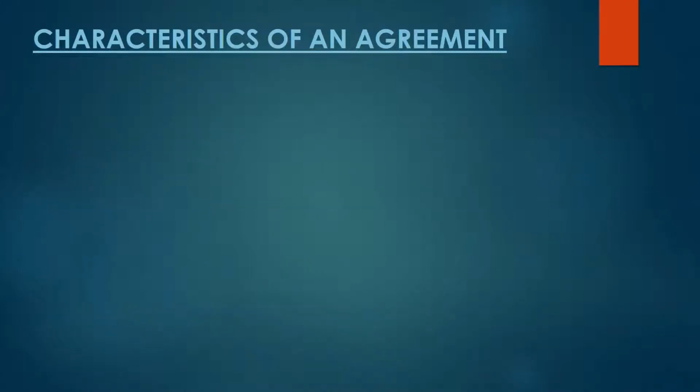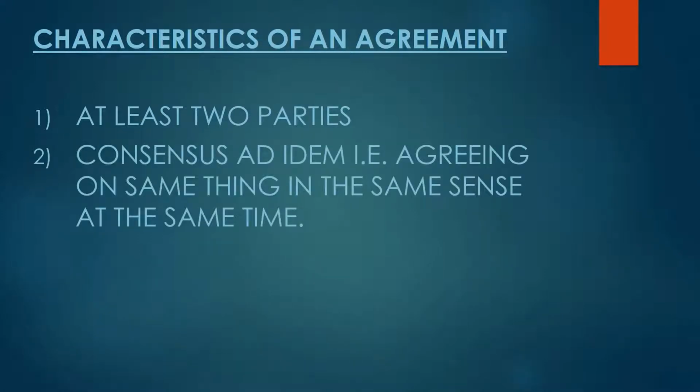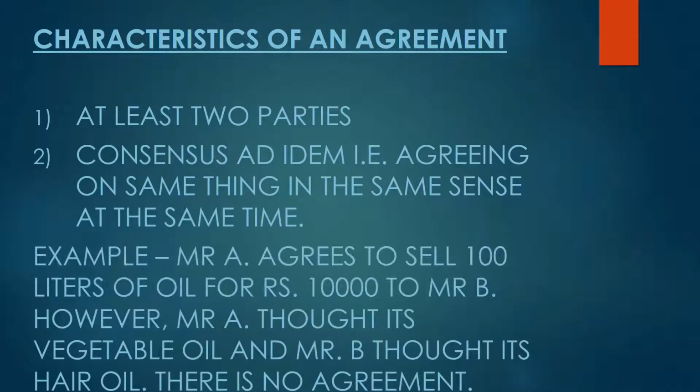Now, two important characteristics of an agreement. First, there should be at least two parties. There can be more than two also, but at least two parties are required, because you cannot make an agreement to yourself, right? You cannot make an offer and accept it yourself. That is not an agreement. Second, consensus ad idem. Remember this term, consensus ad idem. This means at the time of making an agreement, both parties agree on the same thing in the same sense at the same time.